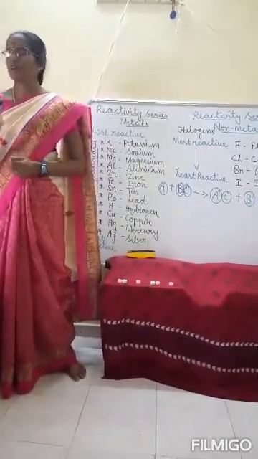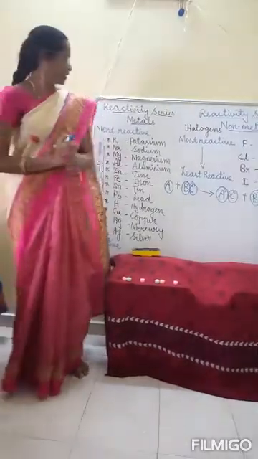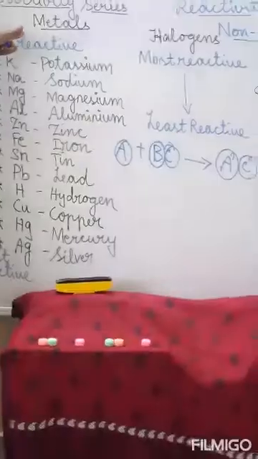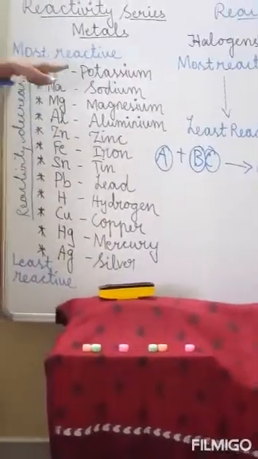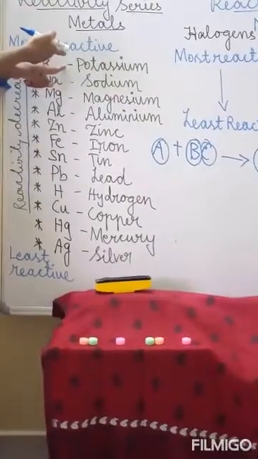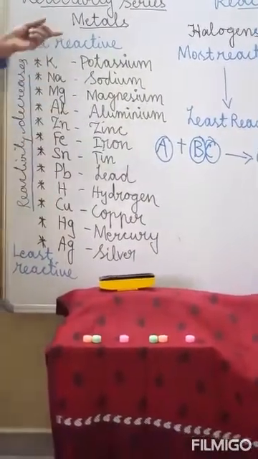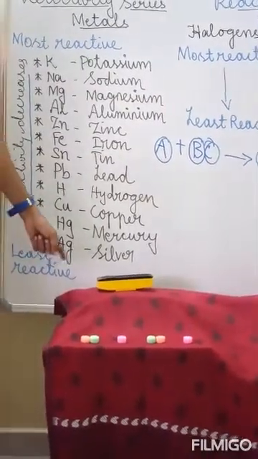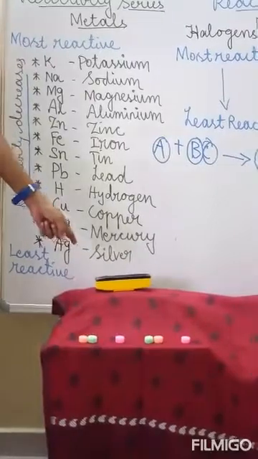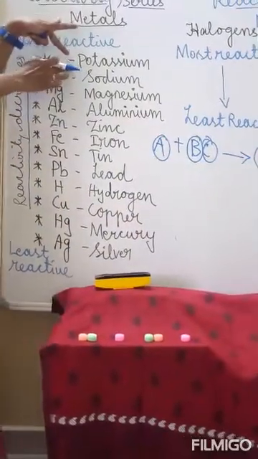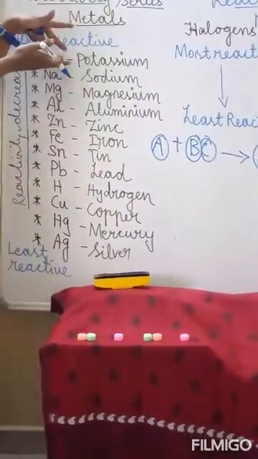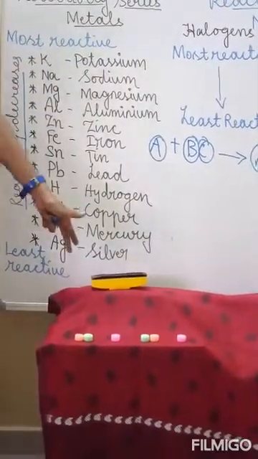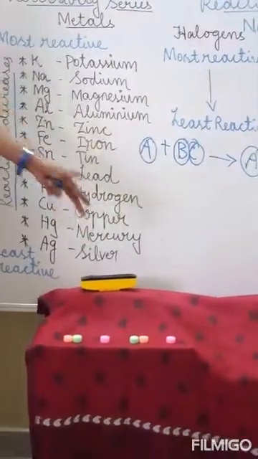In chemistry, we have the reactivity series. Look at the board. This is the reactivity series. This is especially for metals. Okay. So metals at the top are most reactive in nature, but when it comes down, it is less reactive or least reactive in nature. For example, if you take potassium, it is more reactive in nature, but when it comes down, if you take mercury or silver, it is very least reactive.